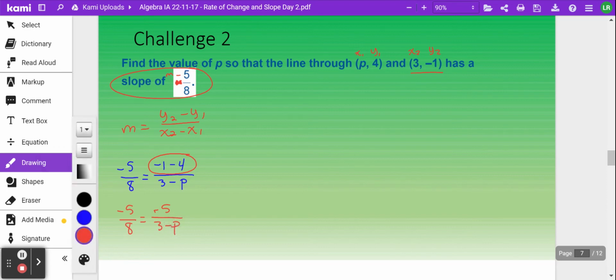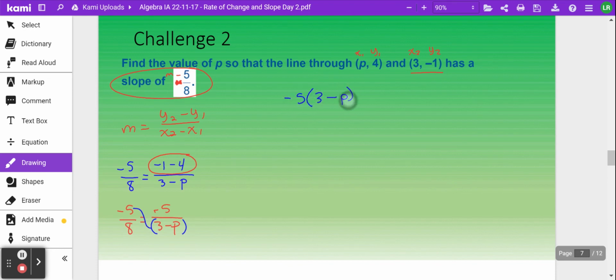And this is a proportion. Again, I remind you there's different ways to do it. I'm showing you one way. Fraction equals fraction, cross multiply. So -5 gets distributed to the 3 minus p. 8 gets multiplied to -5. And that's the problem that we're going to solve.